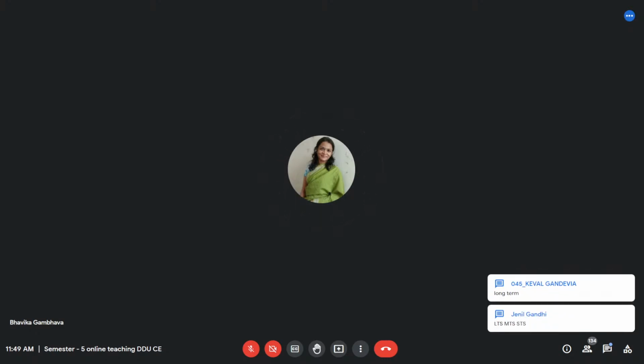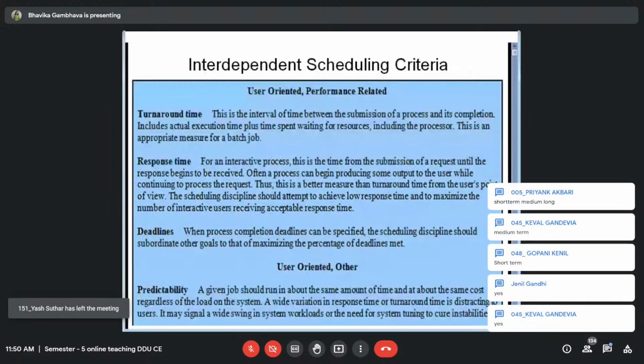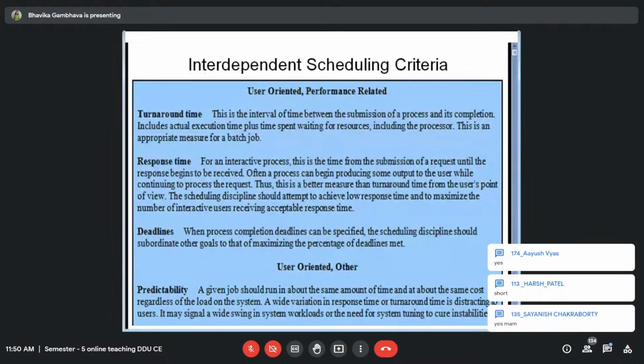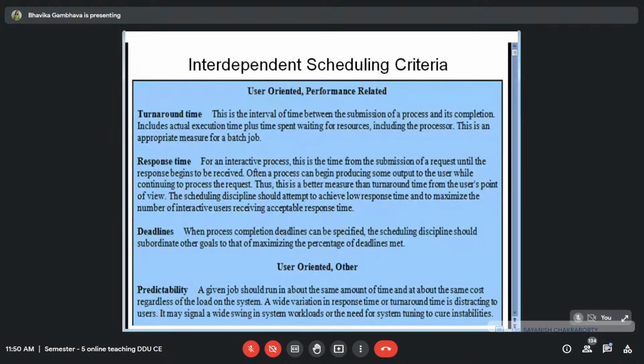Long term, medium. We know that whenever a new process enters, at that time, whether we are keeping it in the set of active processes will be decided by the long term scheduler. Should we put our process into the main memory? That decision will be made by the medium term scheduler. And once the process is in the ready queue, should it change state from ready to running? That will be decided by the short term scheduler. This we have already discussed. Do you have any doubt in this?